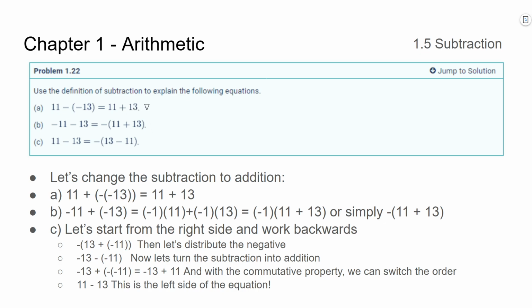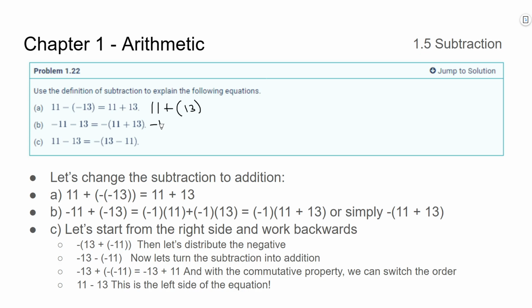All right, so let's go ahead and change these to addition. So 11, now this minus becomes plus. And what do we add? So we had negative 13. We want to add the negation of negative 13, which would be 13. We're adding its opposite. And that's what we have here, 11 plus 13.